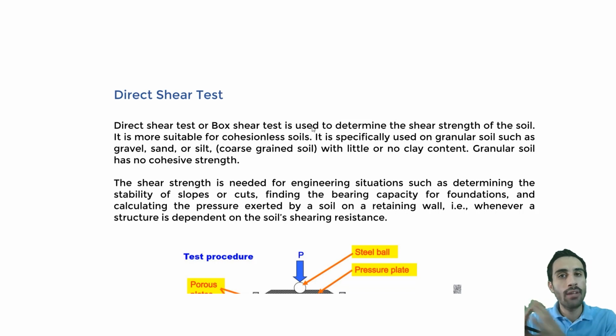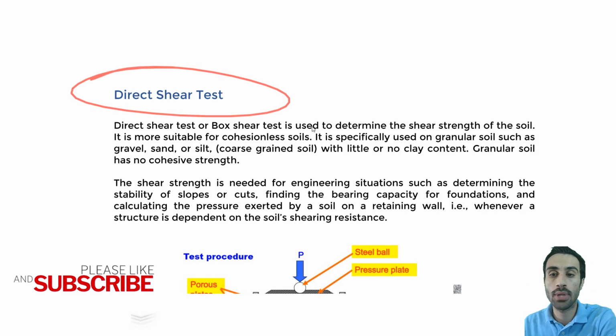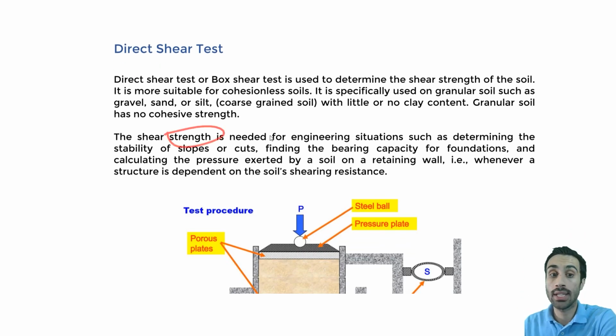Also, you can do it for clay, but it has to be a stiff clay type material. Most of the time, we do not use it for clay. We want to focus on using it for cohesionless soils, soils with no cohesion. Remember, clay has cohesion, right? So we focus on cohesionless soils for the direct shear test. Granular soil has no cohesive strength.